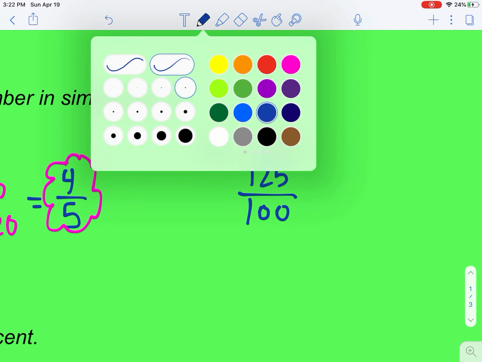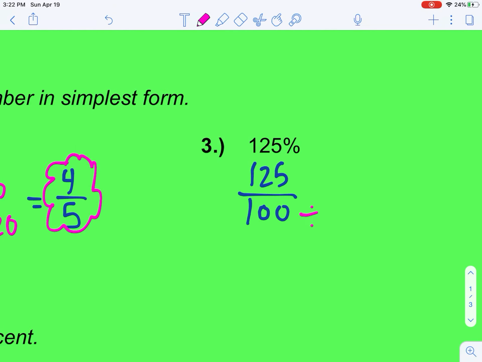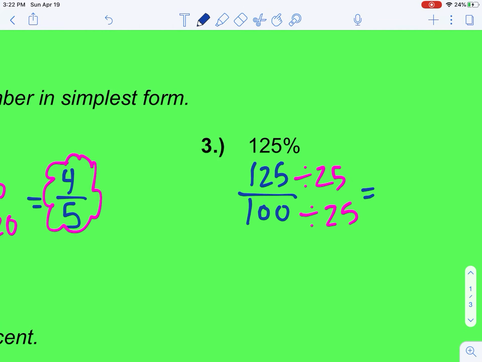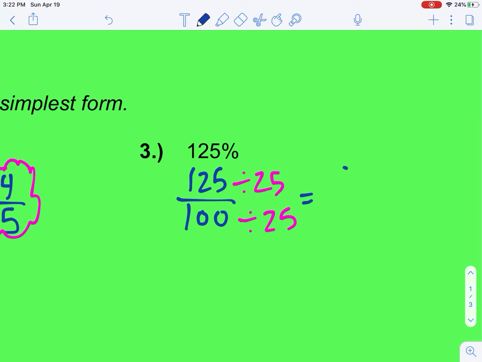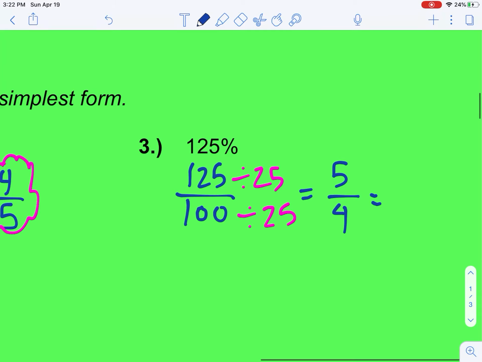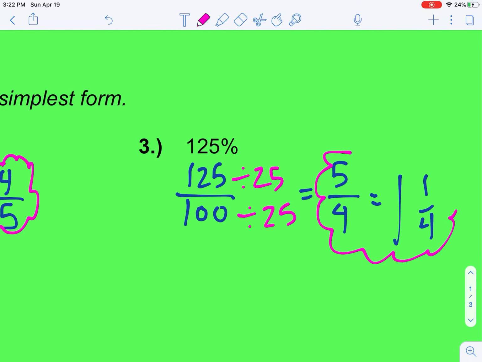Now, I still need to simplify this, so I'm going to divide both of these by 25 if we think about quarters. And 125 divided by 25 is 5, and 100 divided by 25 is 4. So my answer could be 5/4. I could also turn this into a mixed number by going 1 and 1/4.